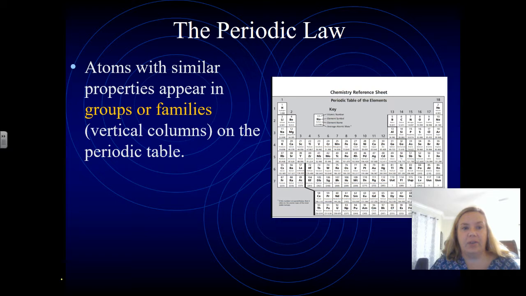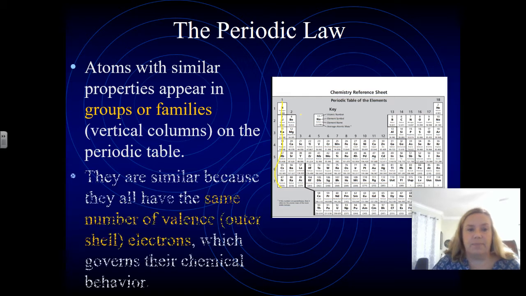First off, we have the periodic law. It's nothing that you have to put under your pillow so you can remember anything. But just know that atoms with similar properties appear in groups or families of the periodic table. So if you recall, groups and families are actually columns, not rows. The rows are called the periods, the groups and families are called the columns.